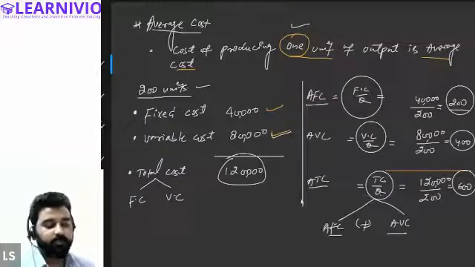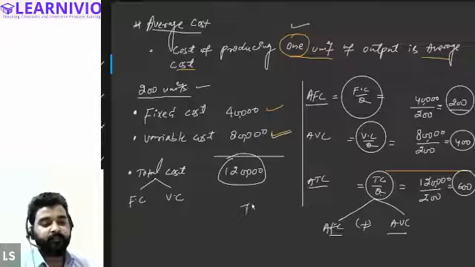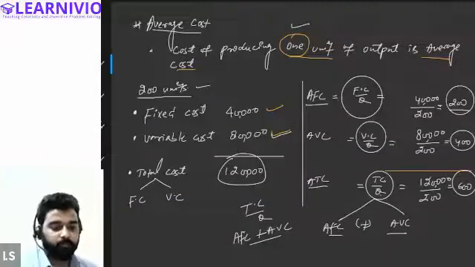Tell me everyone, is this clear? Yes, sir. ATC can be calculated by two formulas: by simply dividing the total cost by quantity, or by adding the averages, AFC and AVC. Correct, adding the averages. All right. So let's understand this on the slide as well.